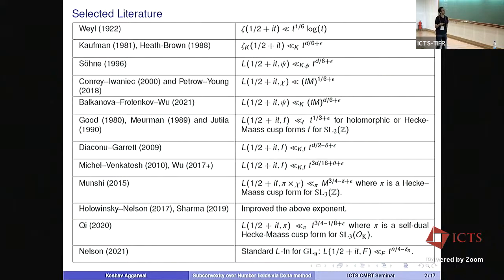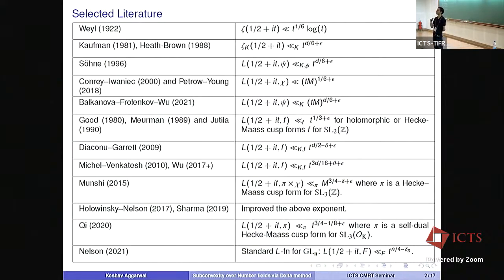Good. And then, of course, there's this breakthrough of Michel and Venkatesh, who gave a uniform subconvexity bound for all aspects for any GL2 L-functions. And Han Wu went ahead and explicated those exponents. From what I know, the last exponent that was known is t raised to the Burgess type bound plus theta, where theta is the best known exponent towards the Ramanujan bound.